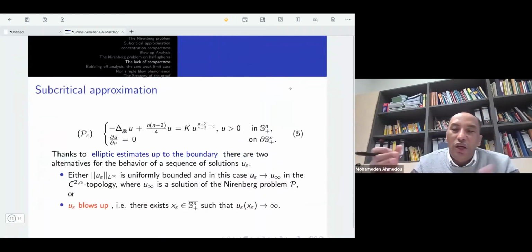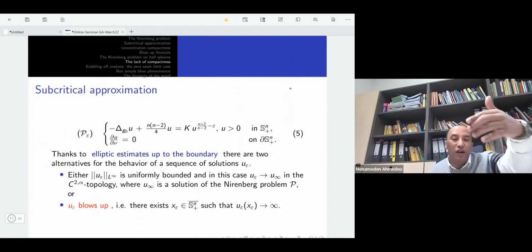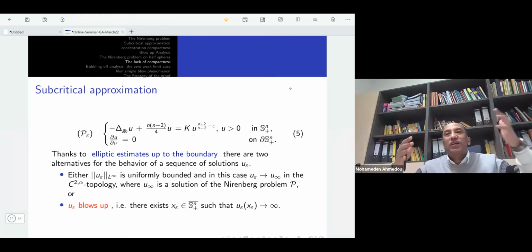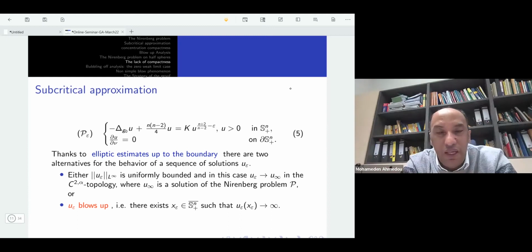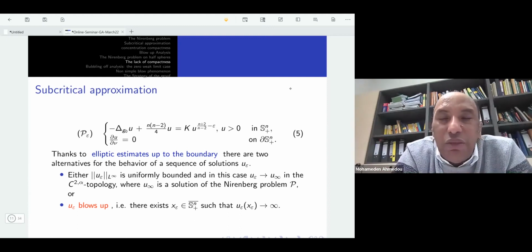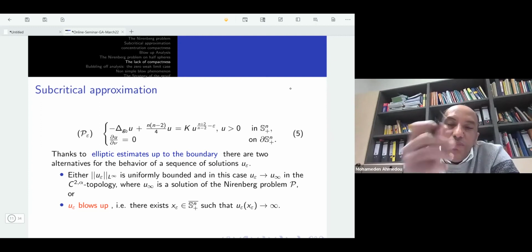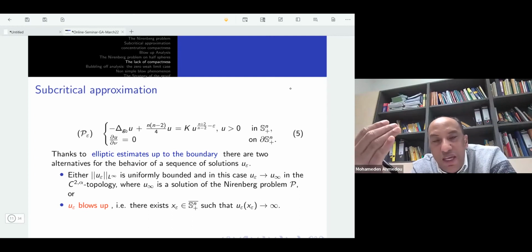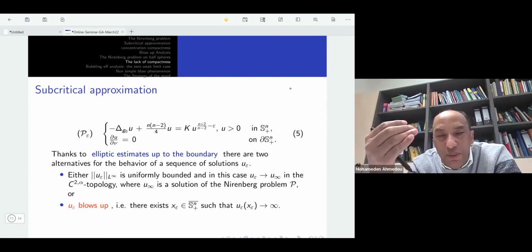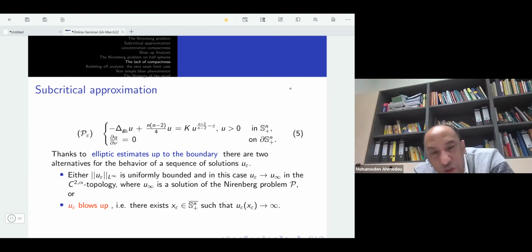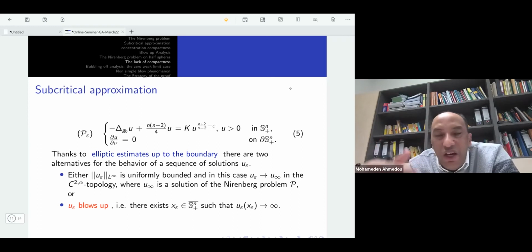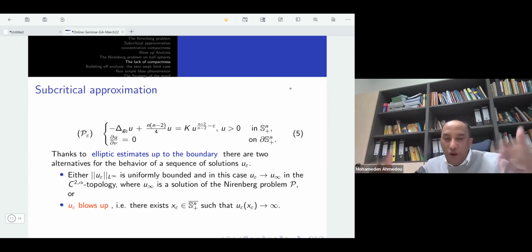This is also a non-compact problem, because you always have this Sobolev exponent. One way to overcome such a difficulty is to lower the exponent by first considering a subcritical approximation, namely minus Laplace of u plus n times n minus 2 divided by 4 times u equals k u to the power of n plus 2 divided by n minus 2 minus epsilon, u positive, and the normal derivative equal to 0 on the boundary. Then you can analyze the asymptotic behavior of u epsilon using elliptic estimates up to the boundary.